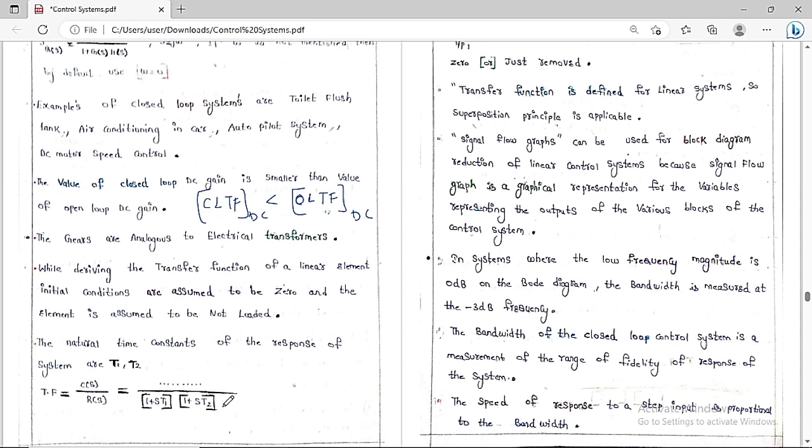Suppose you have figured out the transfer function of any system, and you get it in this format, C(s)/R(s) equal to the ratio of numerator by denominator, with the denominator in time constant format. Then the denominator time constants are called the natural time constants of the response of the system.